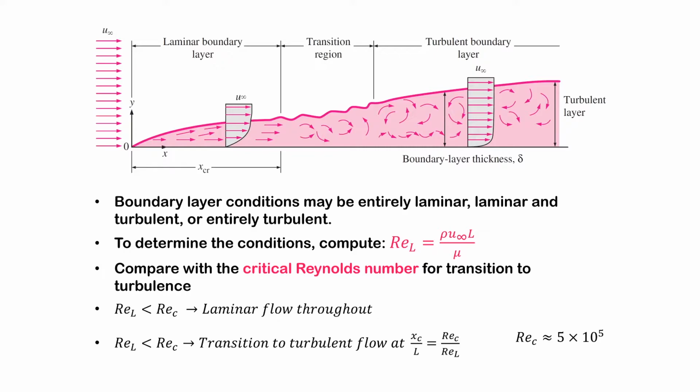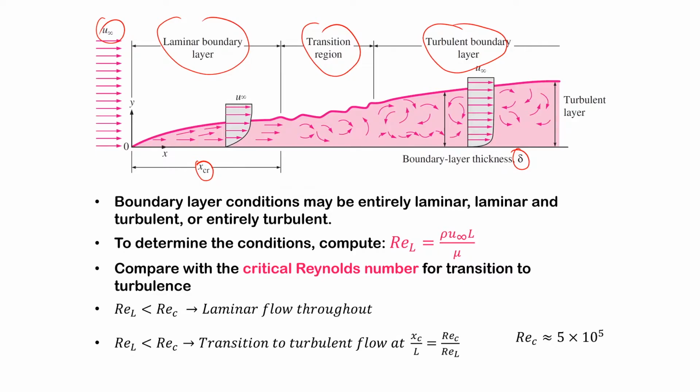Now let's take a look at the development of the boundary layer here. If we send a fluid at velocity u infinity over a flat plate, initially you'll have a laminar boundary layer, and then it's going to transition into a transition region, and finally you'll have a turbulent layer. The thickness of this boundary layer we will denote as delta. And the distance at which the transition happens from laminar to turbulent flow, we call x critical.